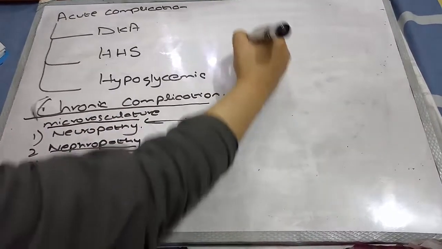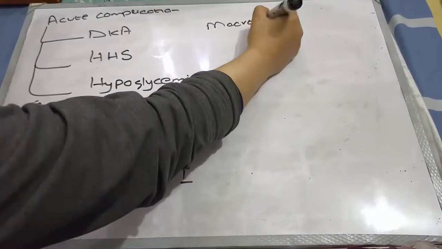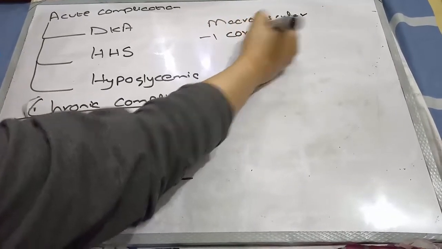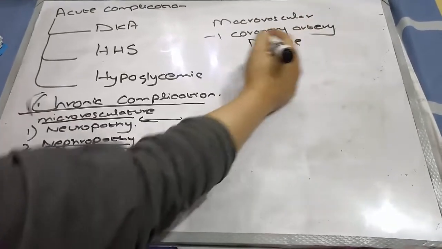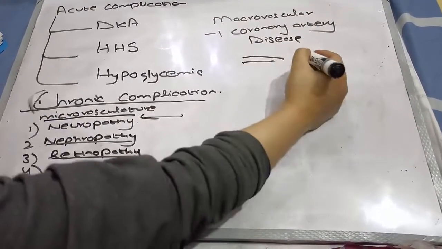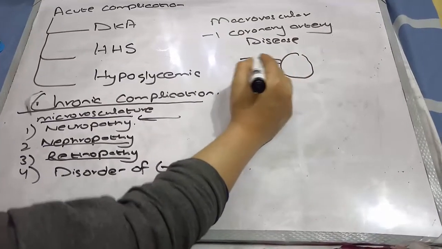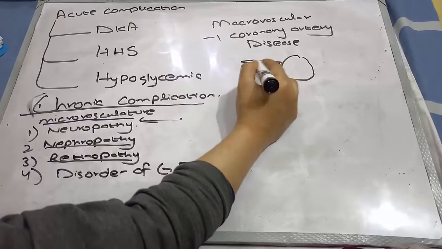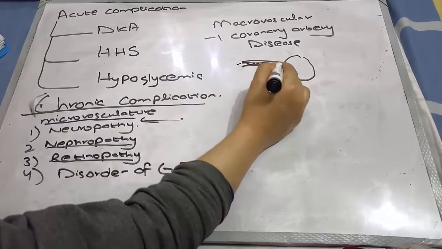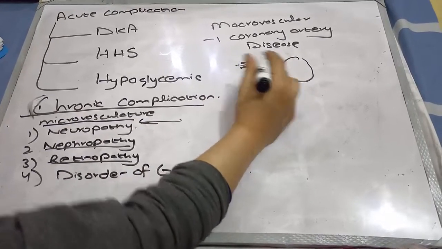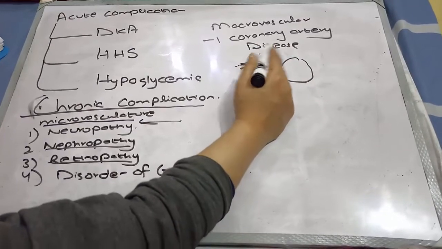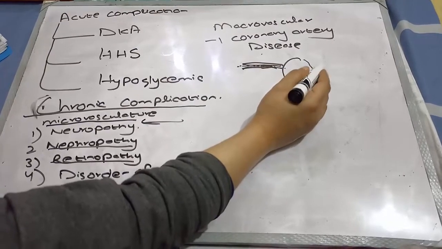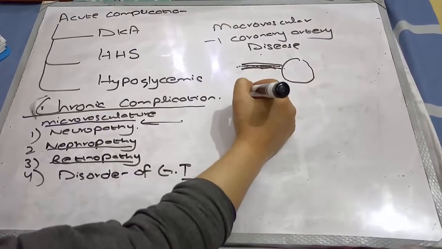And if we discuss the macrovascular complications, they include coronary artery disease. You know that coronaries are the arteries which supply your heart. If you have a high level of glucose, the lumen of these arteries will gradually become narrow. When the lumen is narrowed, the blood supply to the heart will be interrupted with the passage of time. It will lead to coronary artery disease and heart disorder, leading to myocardial infarction, which is a very serious condition.